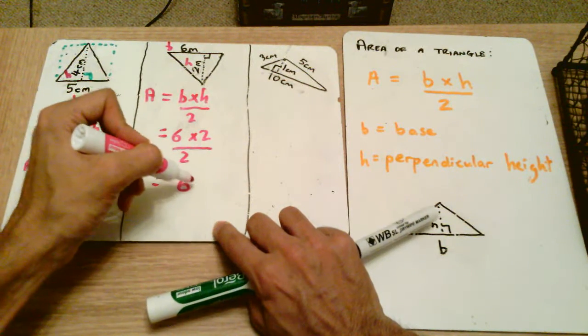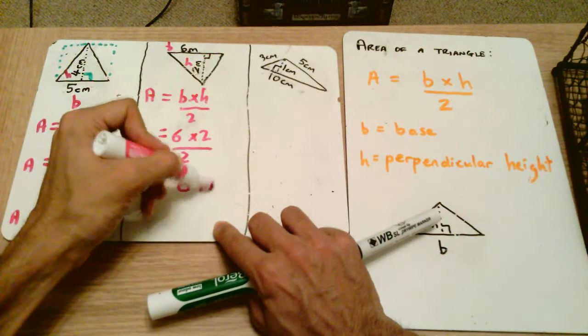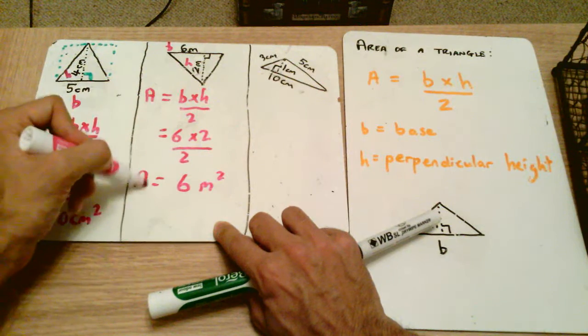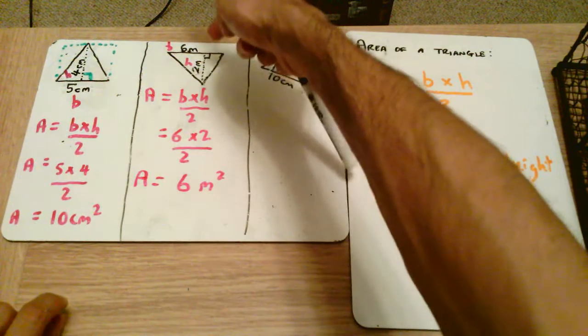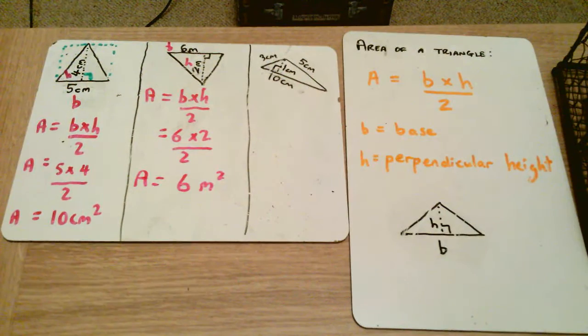This time I'm not using centimeters squared, I'm using meters squared because the lengths of this shape were in meters. Remember we said that the unit of area could be centimeters squared, meters squared, millimeters squared, or kilometers squared. It depends on the units we're working in.